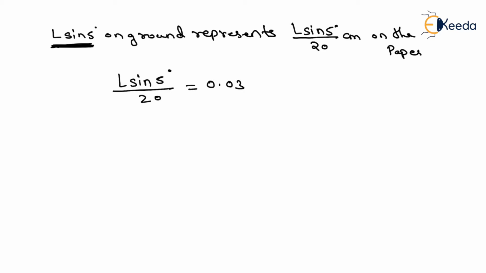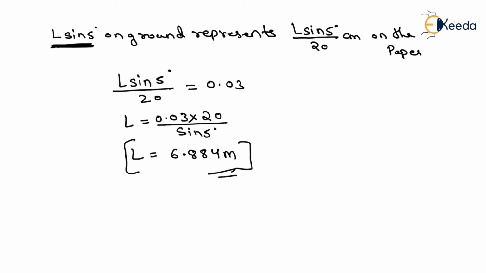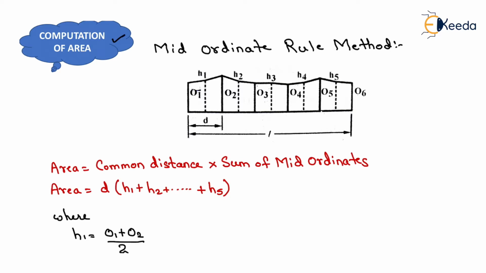Now from this we will compute the value of L. It will be equal to 0.03 into 20 divided by sin 5 degrees. On solving this we will get the value of L as 6.884 meter. That will be the maximum length of offset, which should be equal to 6.884 meter if the displacement of a point on the paper is not to exceed 0.03 centimeter. That is all about the limiting length of offsets. Now we can move to the next topic, that is computation of area.